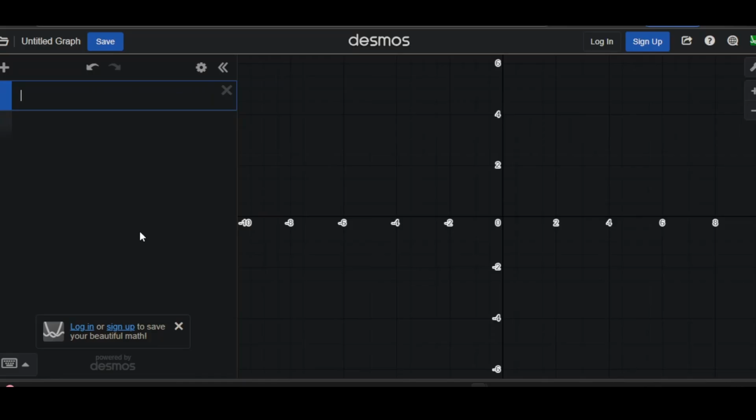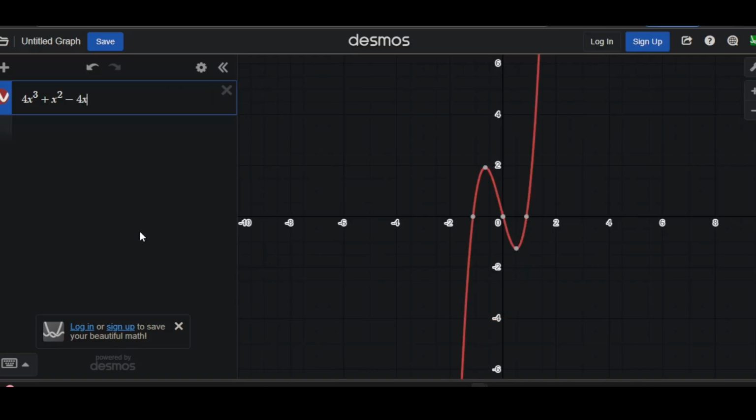So the polynomial is going to be 4x cubed plus x squared, then minus 4x, then minus 1. So this is what we have. Look at this graph. How many roots do we have? We have 1, 2, and then 3.